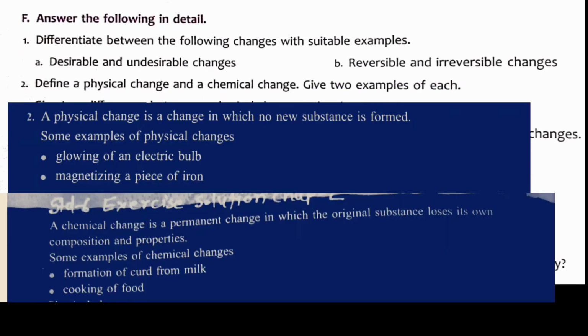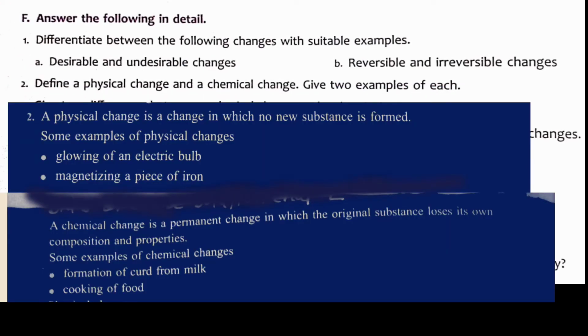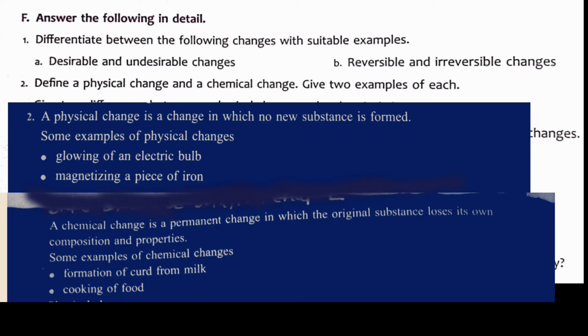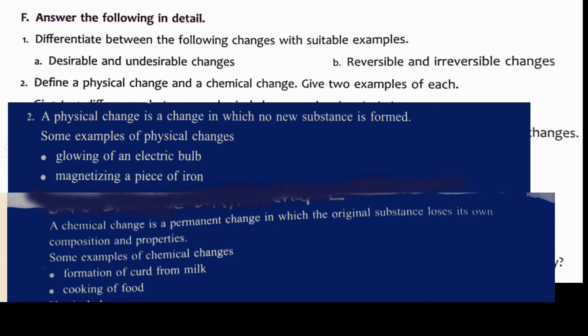Now next question is define a physical and chemical change. Give two examples of each. So answer is, a physical change is a change in which no new substance is formed. Some examples of physical changes are glowing of an electric bulb, magnetizing a piece of iron. Then a chemical change is a permanent change in which the original substance loses its own composition and properties. Some examples of chemical changes are formation of curd from milk, cooking of food. These are the two examples.